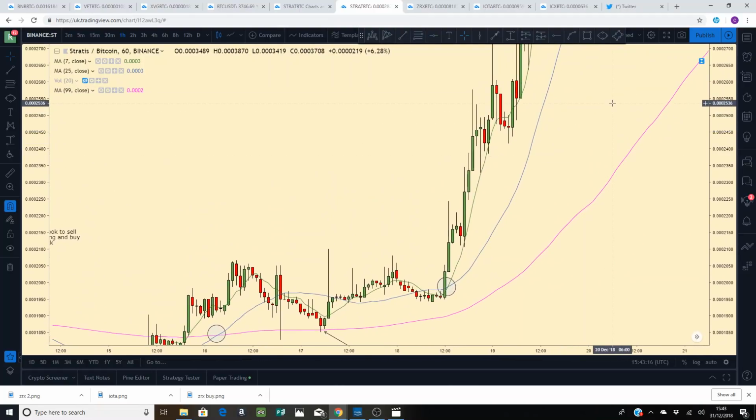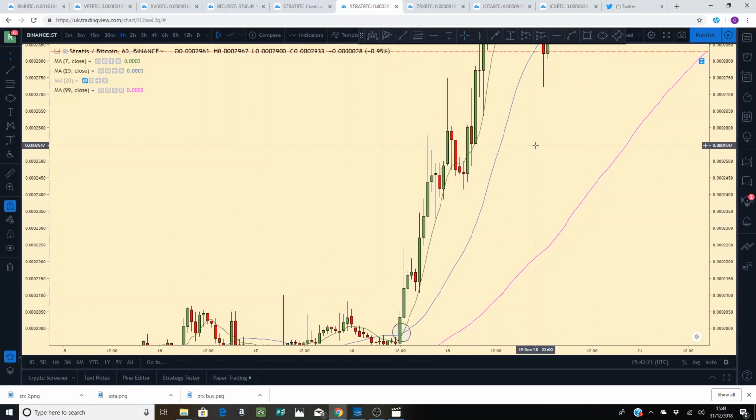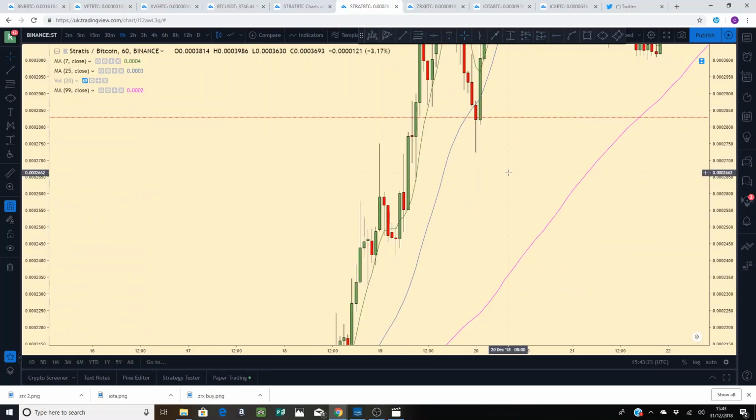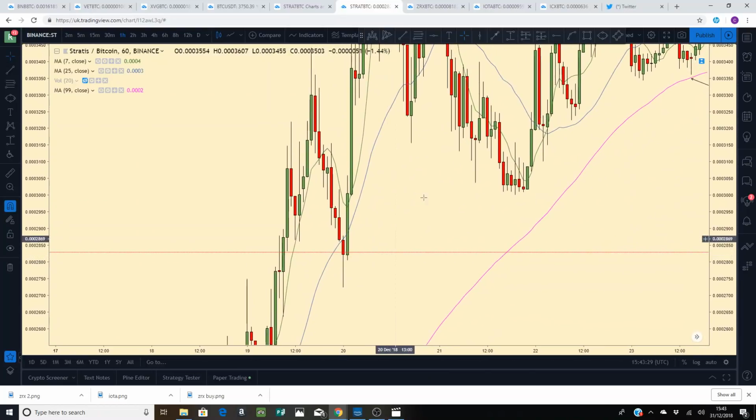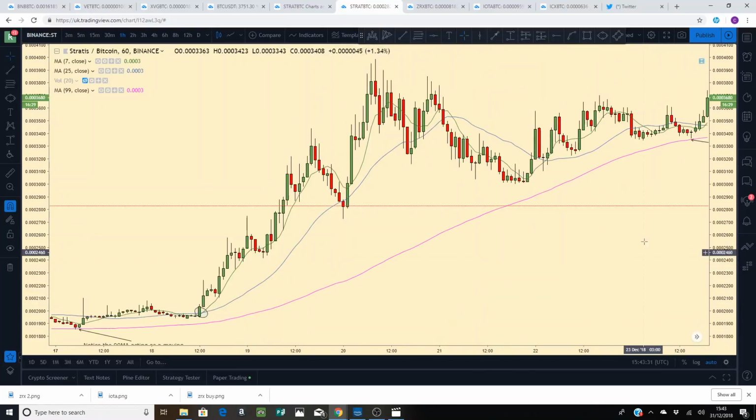So I've noticed as well on these sort of pumps, once you're below the 25, that's when you get this big reaction here. So let me come up, let me just auto that. So we get that push off, MA crosses, and then slingshots straight the way up.